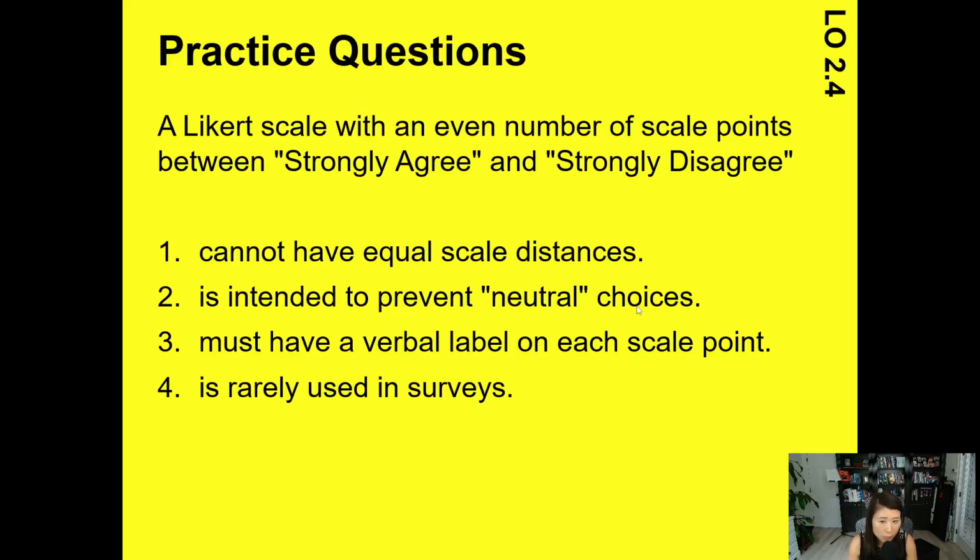So usually we use an odd number of scale points so that we are able to include that neutral point. For the question there, if you intentionally use an even number like 4 or 6 scale points, that means we don't have a neutral point anymore, because you believe the consumer or survey taker should take a stand. Okay, they either agree or disagree. You cannot give a neutral point. Therefore, the answer for this question is 2, intended to prevent neutral choice. Okay, hopefully this will help you understand the Likert scale better.